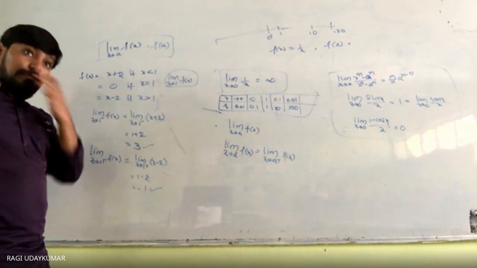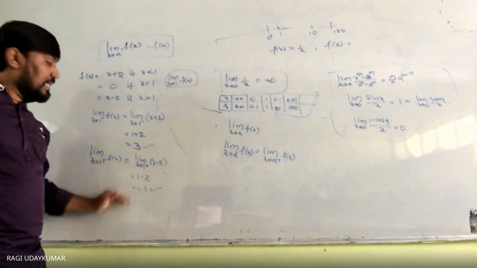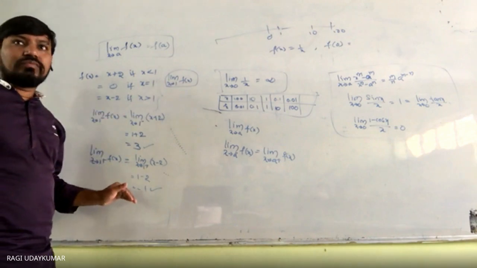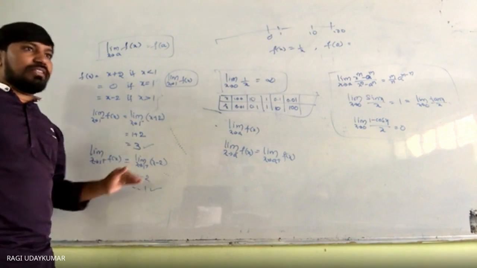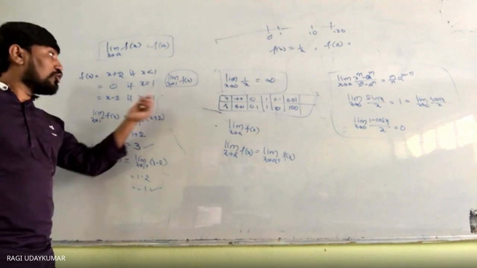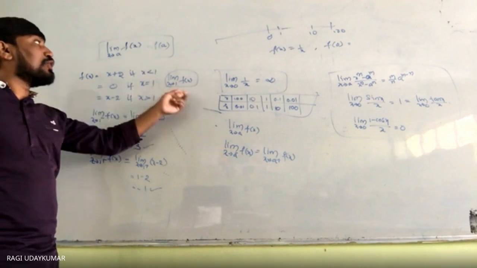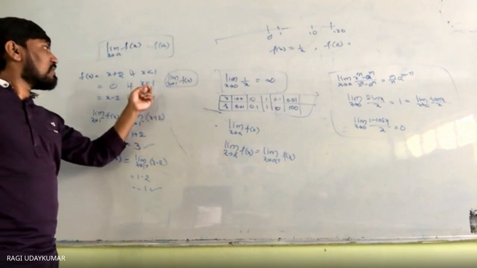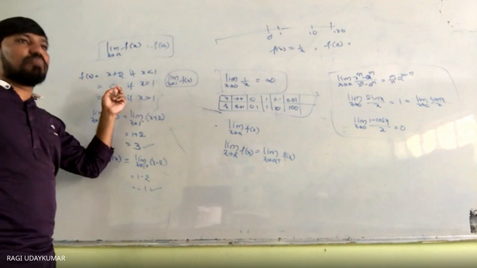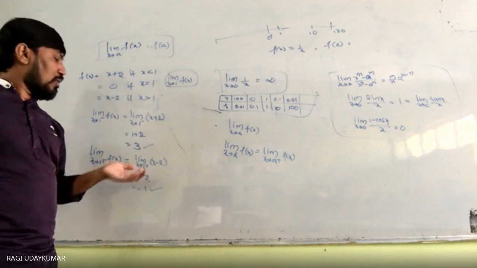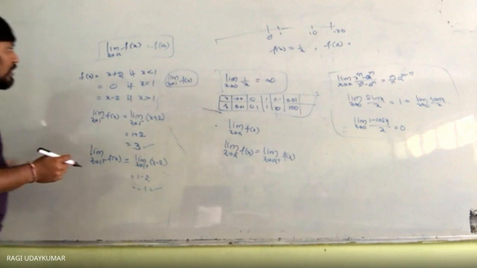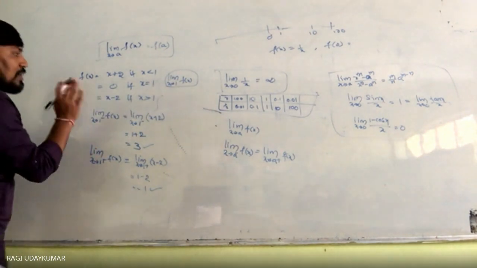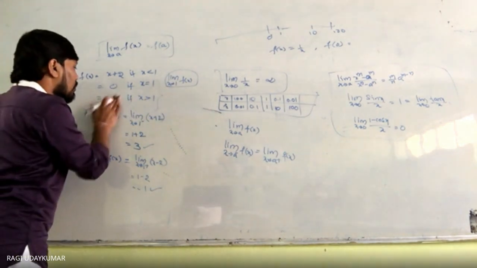So in case, for any given function, if you get equal values, then the limit exists. And that limit value should be equal to f of 1. What is f of 1? It is 0. In this problem, suppose I have given you, instead of x minus 2, suppose I have changed the function.